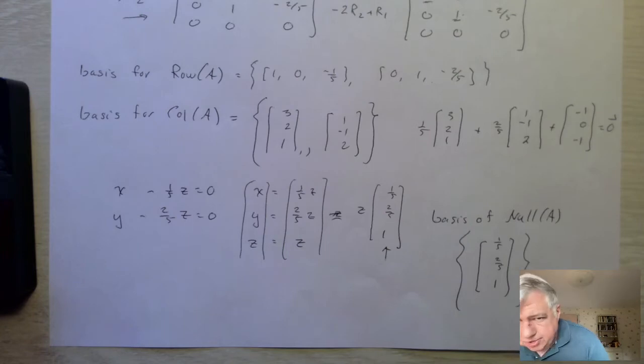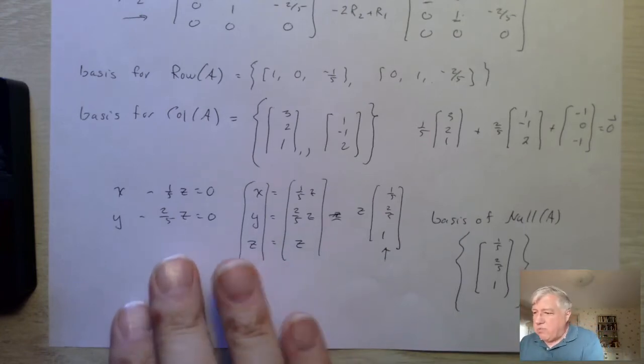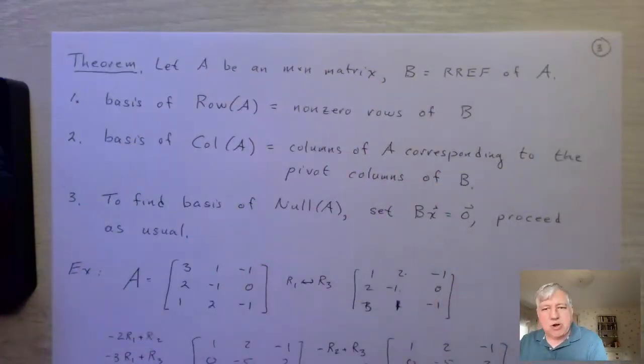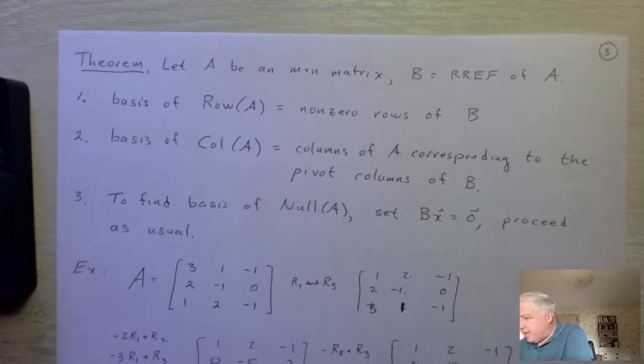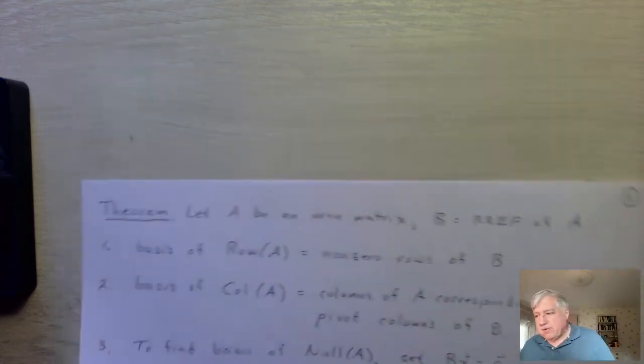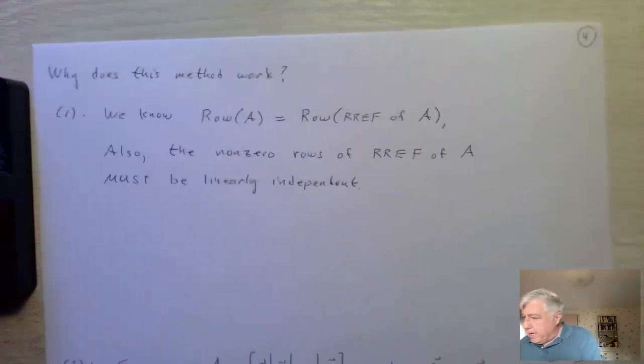So I want to show where this comes from. Why can we get away with this? This is a very important process. You want to memorize this, and you want to know how to apply it and do the calculations. But why does this work? I don't want you just to take my word for it. That's not what math is about. Okay, go on to the next slide.